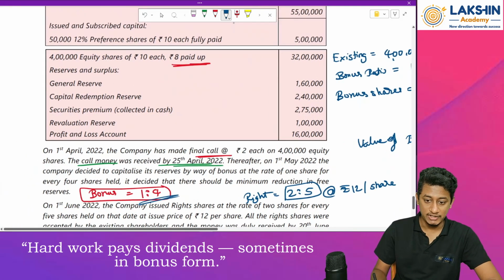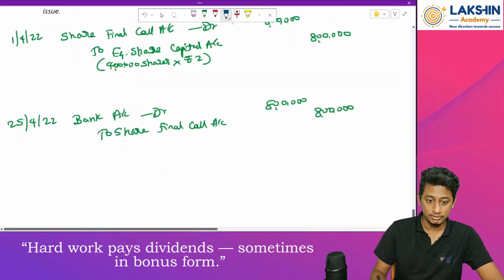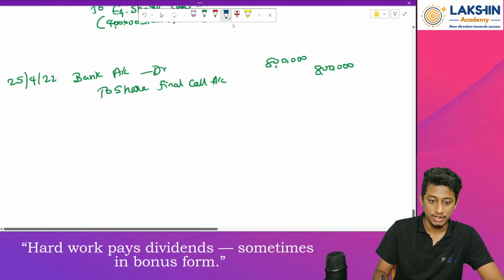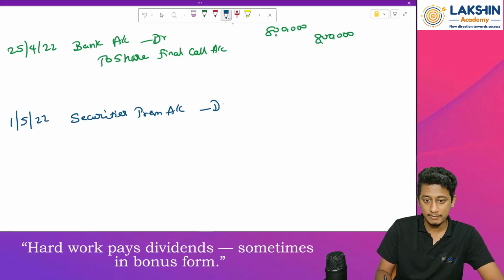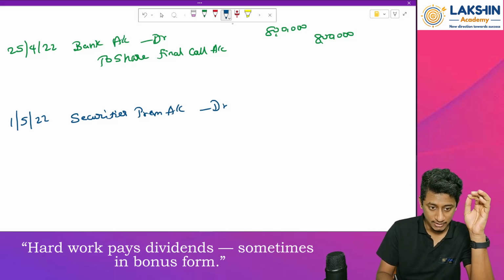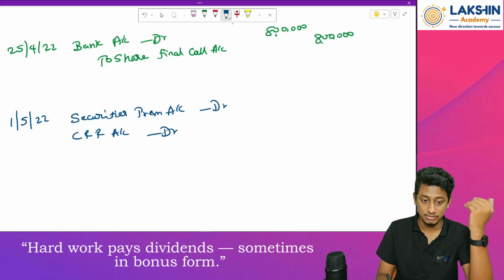Okay, let's start. First we will start with the utilization of the reserves, beginning with securities premium. On 1st of May 2022 the bonus was issued. First of all, securities premium account debited. Securities premium is a capital item, and whenever a capital item reduces we will debit the account. Then we have CRR, which is also a part of reserves and surplus, which is a part of capital. So again, capital reduces, so debit.